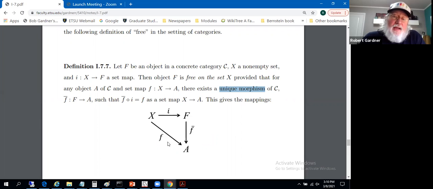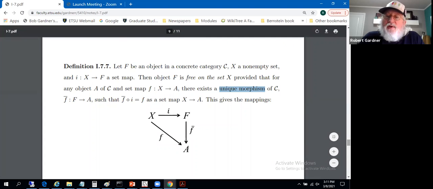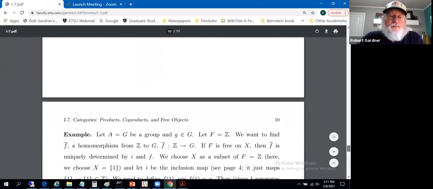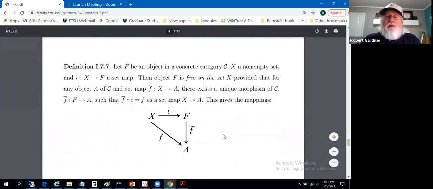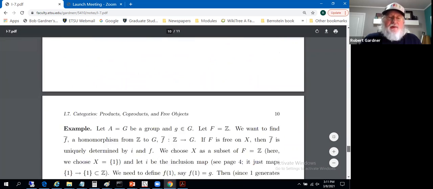Set map, okay, I could certainly interpret F and A as sets. They're objects in a concrete category, so we're good with that. i followed by f bar, that'd be f bar composed with i. Just making sure I got my orders correct on these, and we do. So there's the definition of an object being free on a set, in the setting of concrete categories.